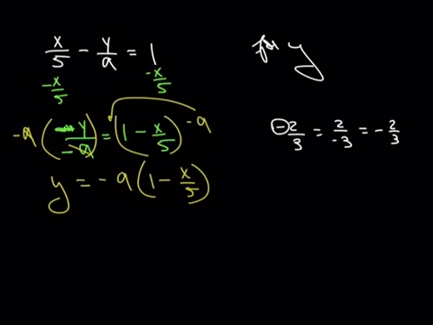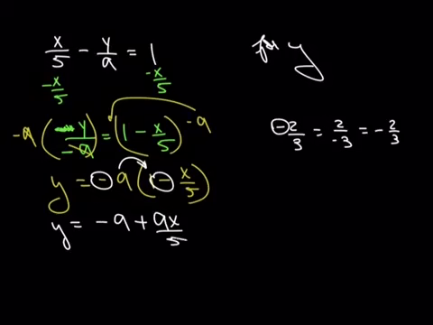So distributing, I get y equals negative 9 times a positive 1 is negative 9. A negative times a negative is a positive. 9 times x is 9x over 5. And the only thing I would suggest is switching these around, just so the x is first.